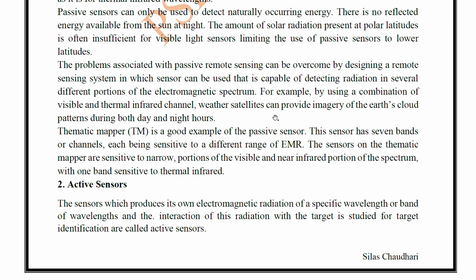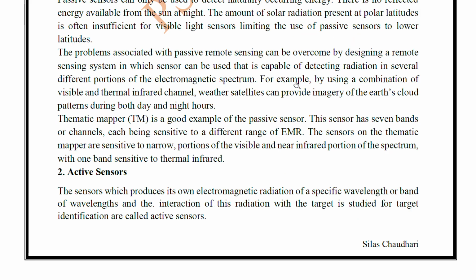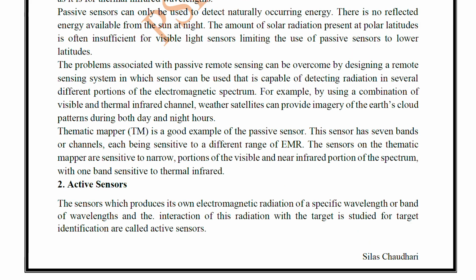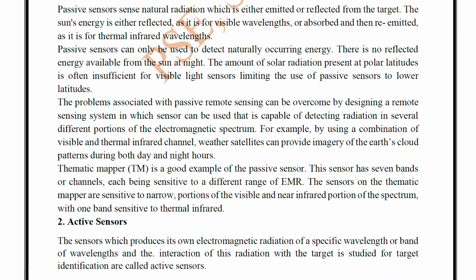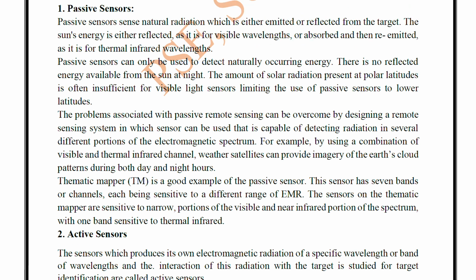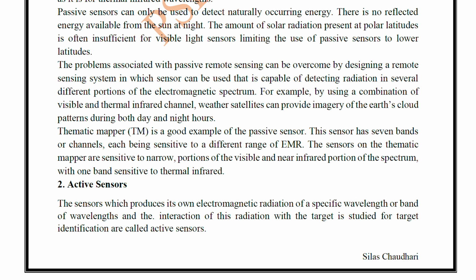Now, what are the active sensors? Active sensors produce their own electromagnetic radiation. We have seen passive sensors sense natural radiation, and active sensors produce their own electromagnetic radiation of a specific wavelength or band of wavelengths, and the interaction of the radiation with the target is studied. These are called active sensors, used for a specific target.